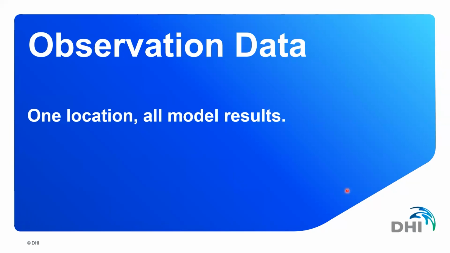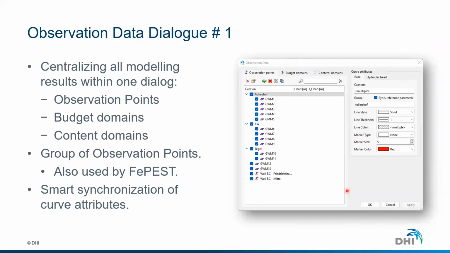What we are doing with this change is we try to bring everything closer together, so one location where you can control everything. Why? Because from this interface, now called the observation data dialog, you can easily review all the settings that you require: the number of observation points, the budget groups, the content domains. You can define a number of settings for verifying these different options, starting with the observation points.